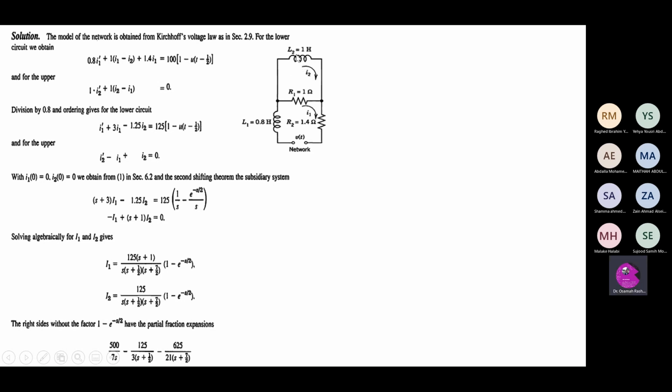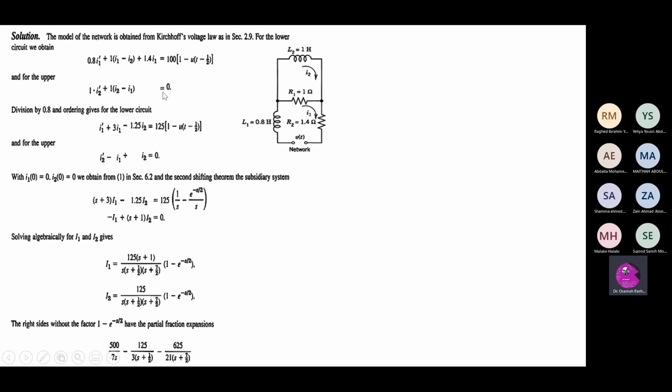This is L di2/dt. L is 1, so I1, I2 dash. Plus, this is in common also. It has 1 as a normal resistance times I. I in this case will be the main current, I2 minus I1. No source here, so it will be 0.